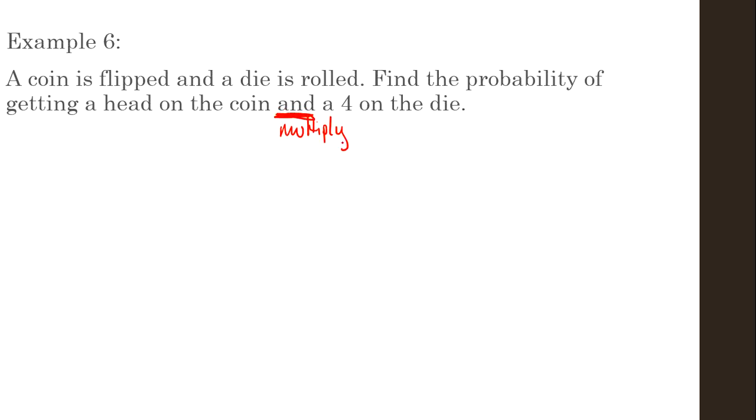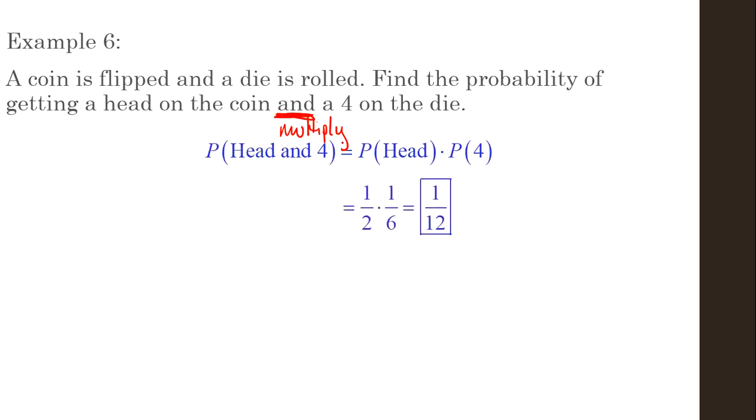So a coin is flipped. We're going to be multiplying the probability of getting a head on a coin, and then we're also going to be multiplying that by getting a 4 on a die. So the probability of getting a head on the coin was 1/2, 1 out of 2, and the probability of getting a 4 on a 6-sided die is 1 out of 6. So what you're going to do with those 2 probabilities is multiply. And remember, when you multiply fractions, you take the top times the top, so 1 times 1 is 1, and you take the bottom times the bottom, so 2 times 6 is 12.